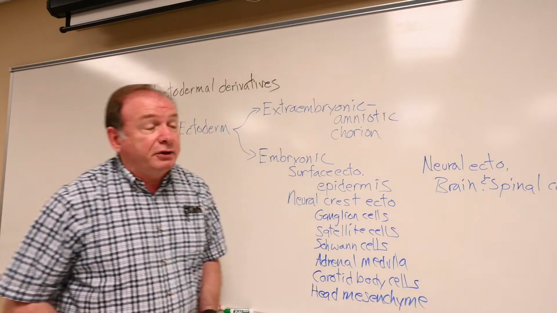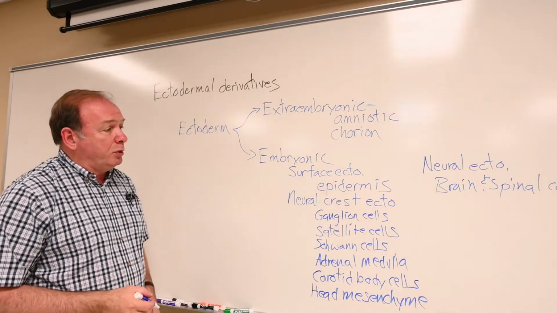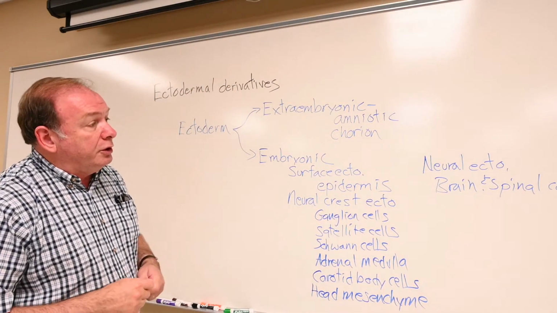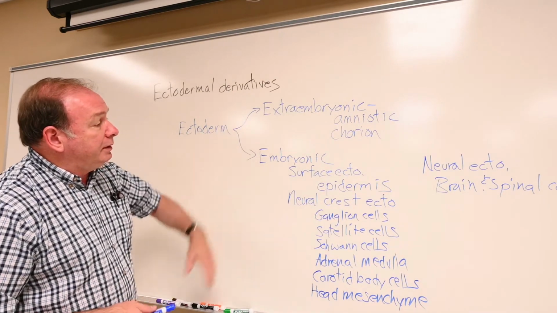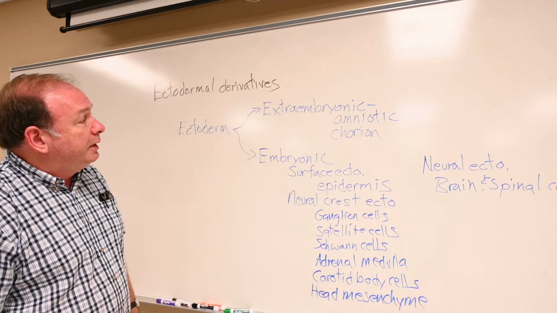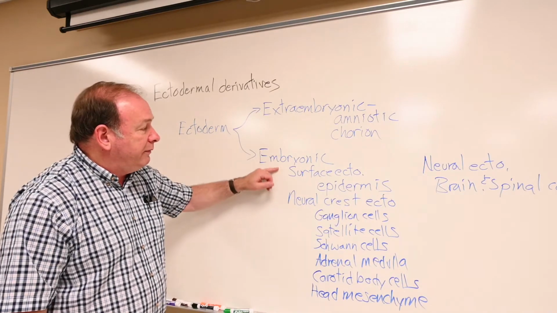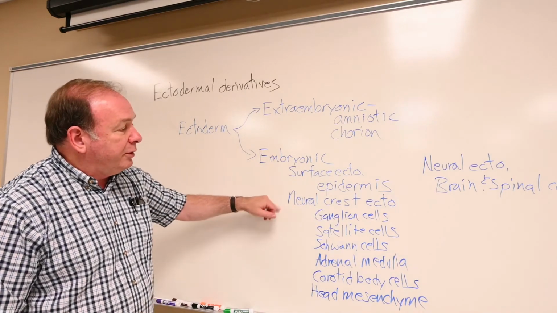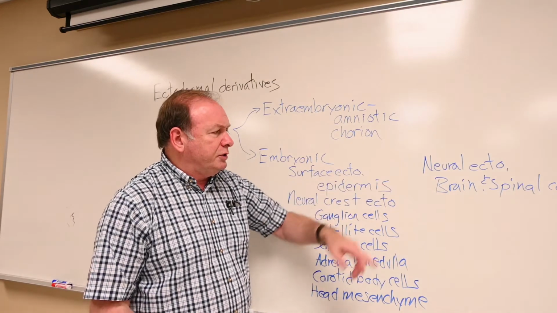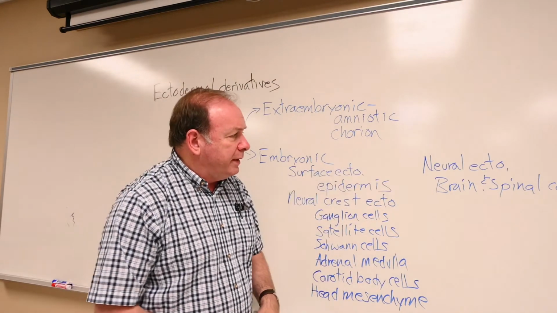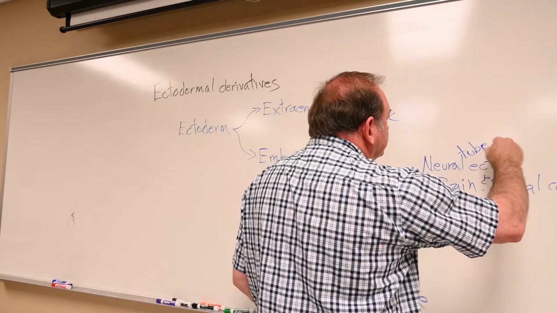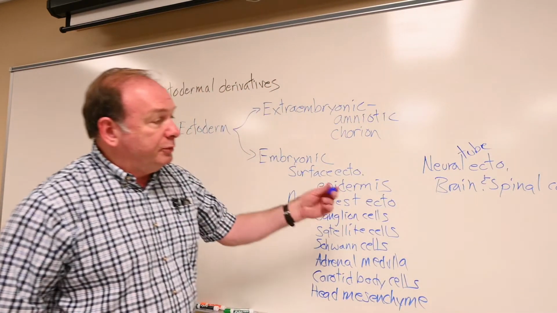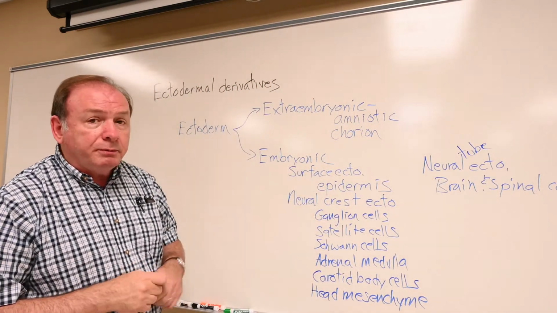Neural ectoderm simply forms your central nervous system. Your brain and spinal cord are derived from neural ectoderm. So these are all your derivatives of the ectodermal layer. Extra embryonic tissues, and then from the embryo, surface ectoderm, neural crest ectoderm, and I should say neural tube, probably there, neural tube ectoderm. Neural tube ectoderm becomes the brain and spinal cord components.